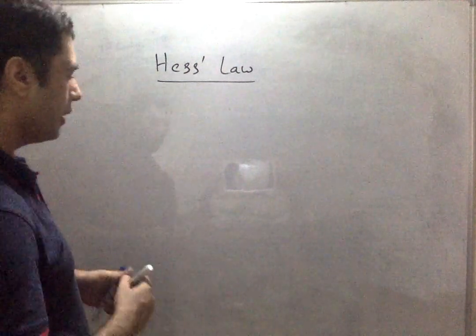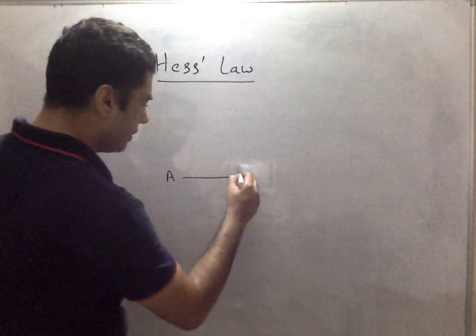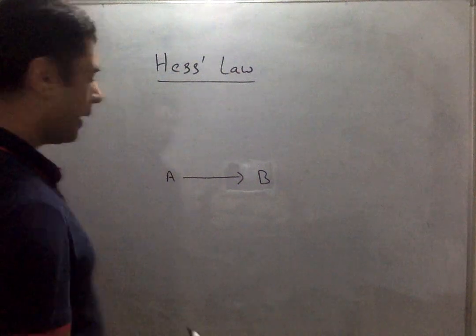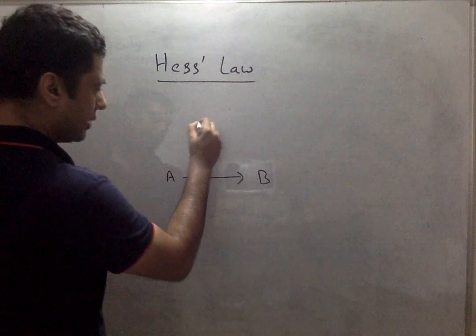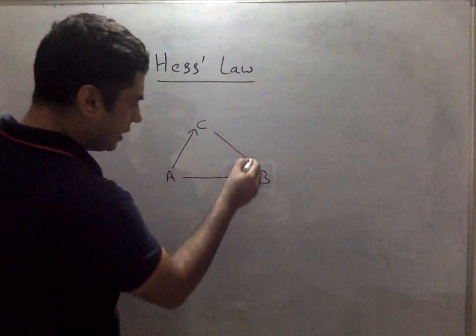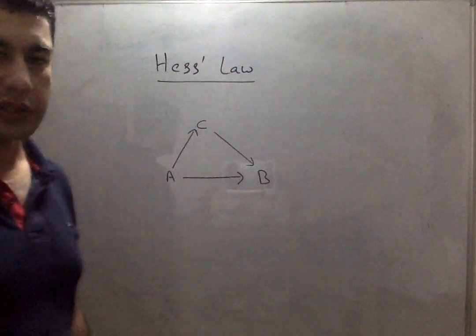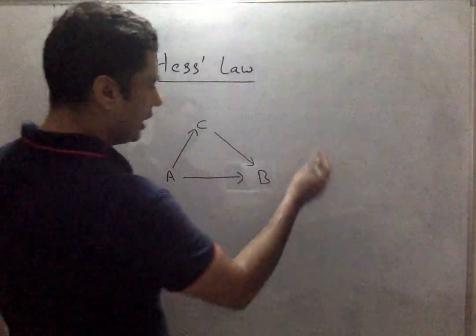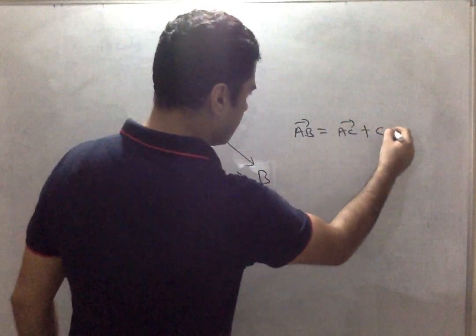So let's say we want a reaction wherein A transforms into B. So there is a reactant A which transforms into B. This is a direct route of going from A to B. And then let's say we have an indirect route also, where we first go to C and then from C we move on to B. So this is an indirect route of bringing about the same change. And as we know from vectors, the AB vector is essentially the AC vector plus the CB vector.